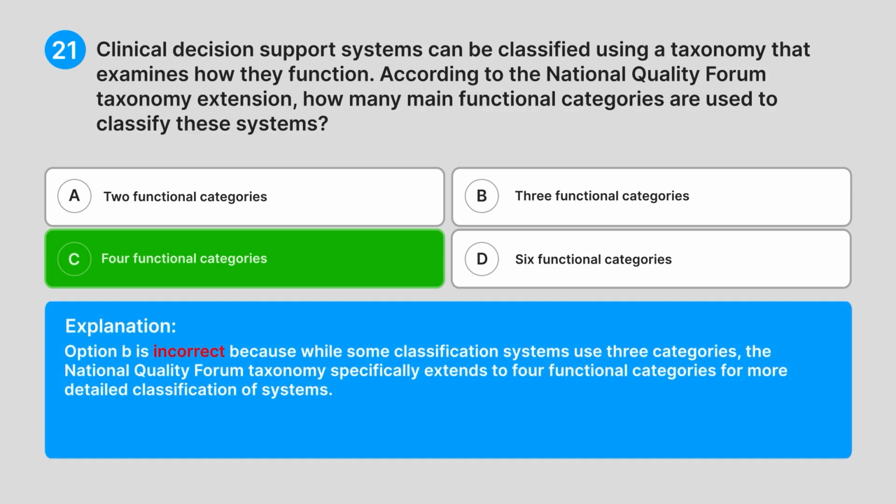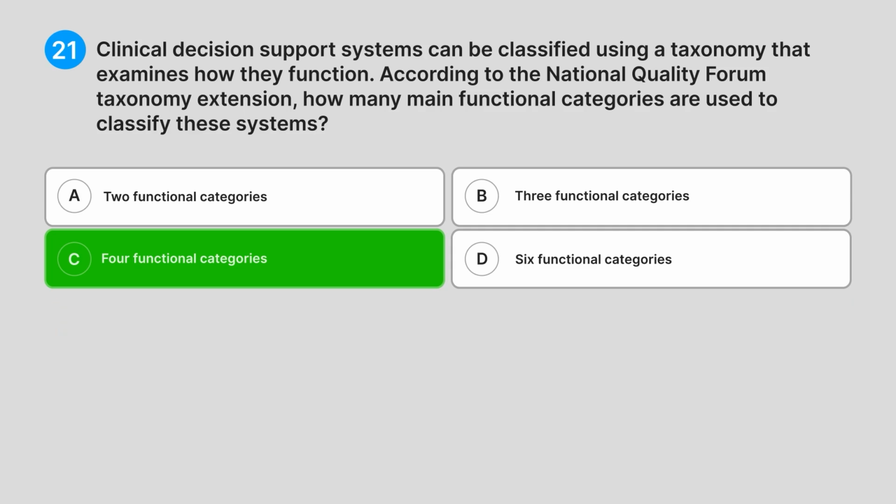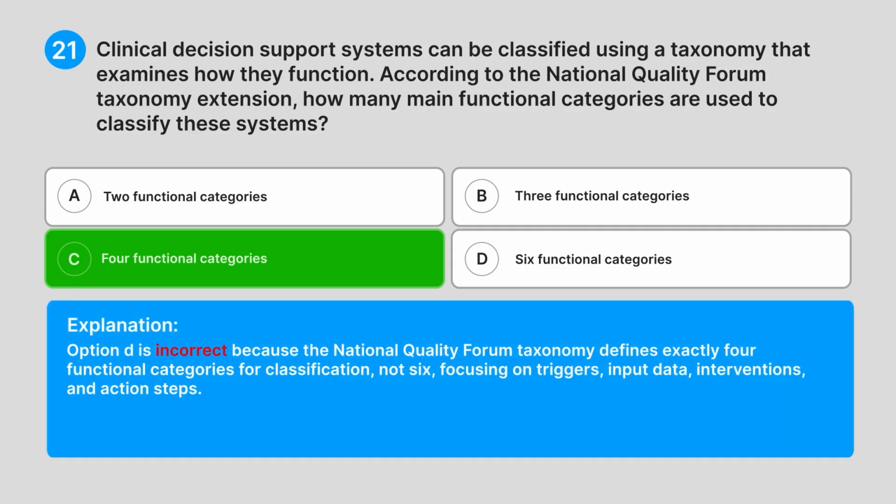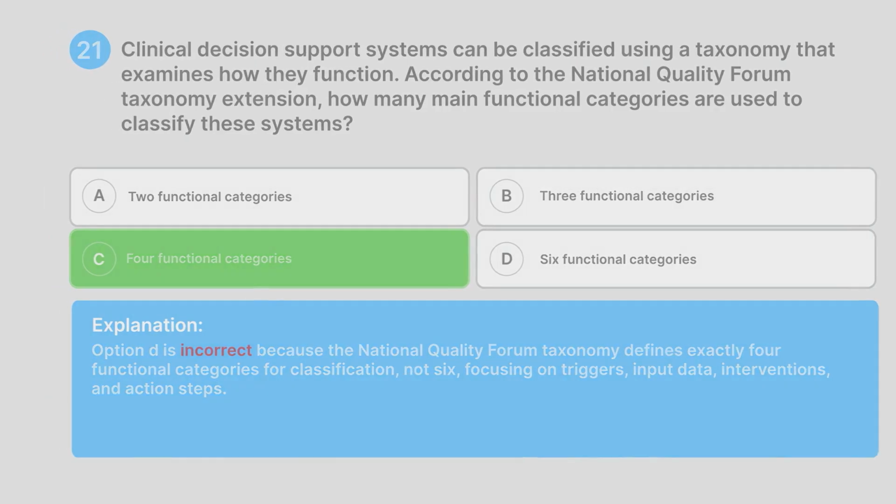Option B is incorrect because while some classification systems use 3 categories, the National Quality Forum taxonomy specifically extends to 4 functional categories for more detailed classification of systems. Option D is incorrect because the National Quality Forum taxonomy defines exactly 4 functional categories for classification, not 6, focusing on triggers, input data, interventions, and action steps.